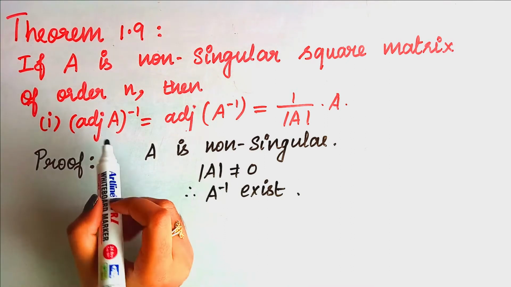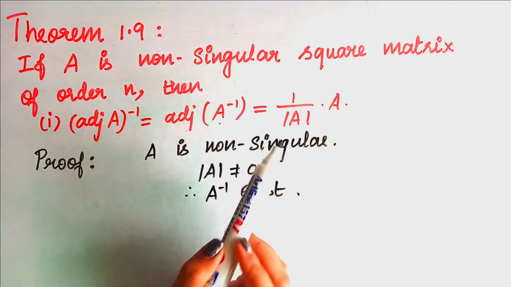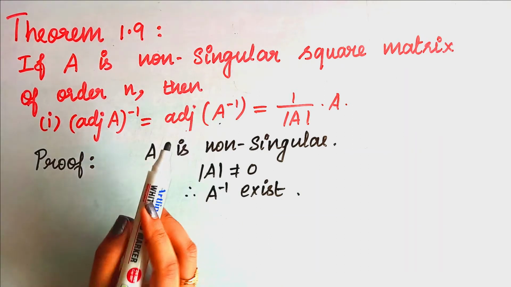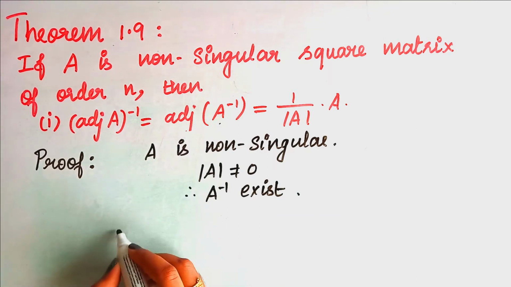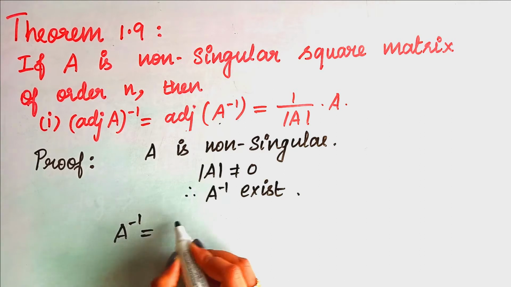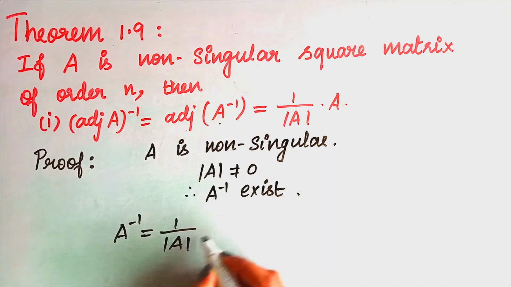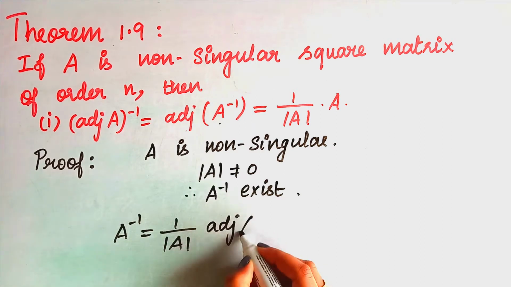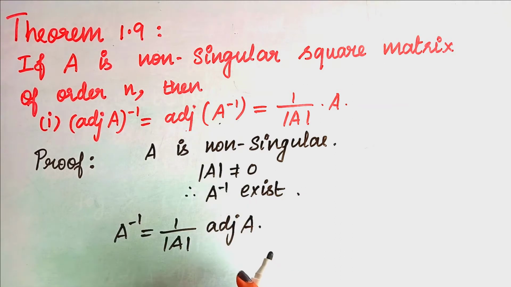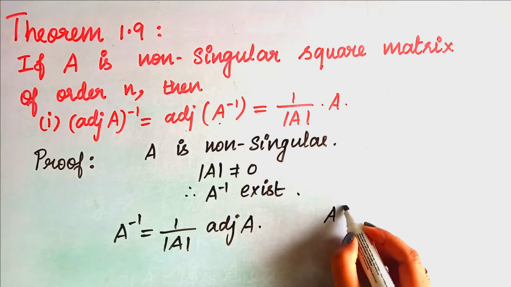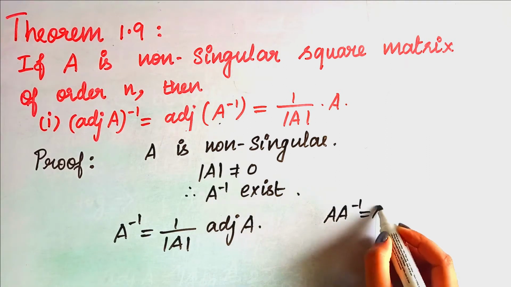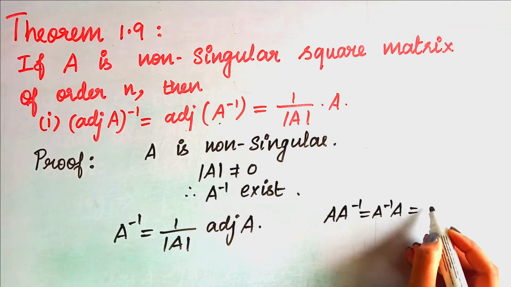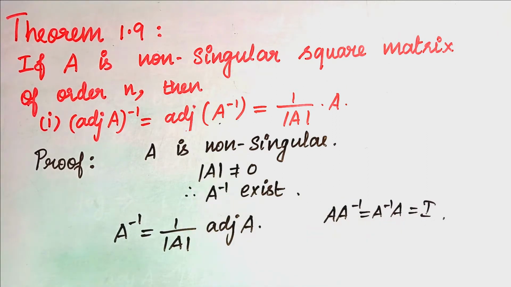First thing, here you can see there is an A inverse here and adjoint A here, right? So you can use the formula A inverse is equal to 1 divided by determinant of A into adjoint of A. So here the clue is A inverse, right? But we have another formula for A inverse, which is A into A inverse is equal to A inverse into A is equal to I. So here we have another formula.